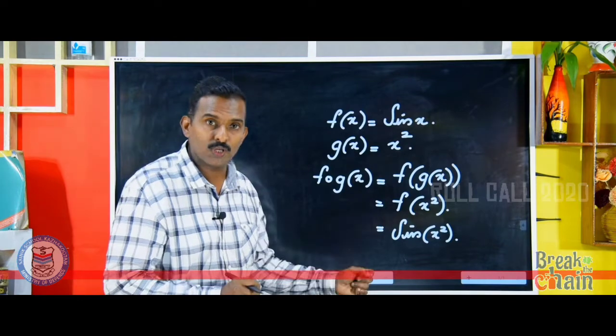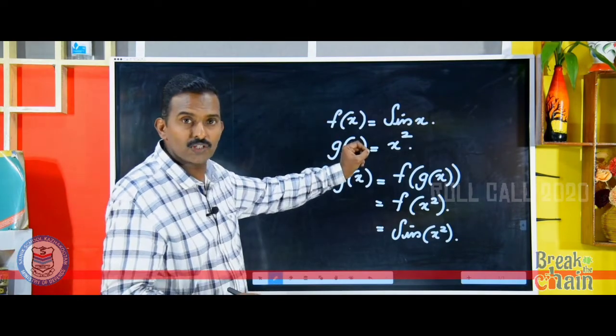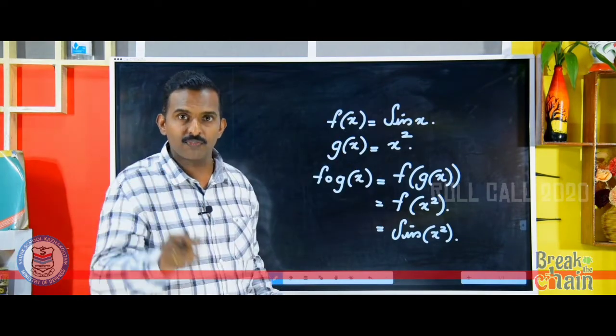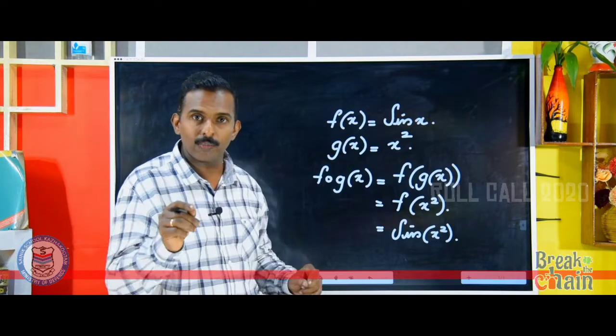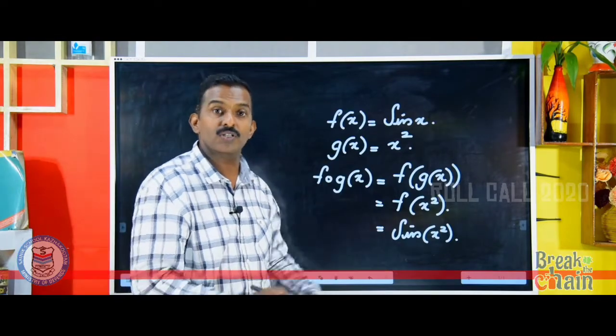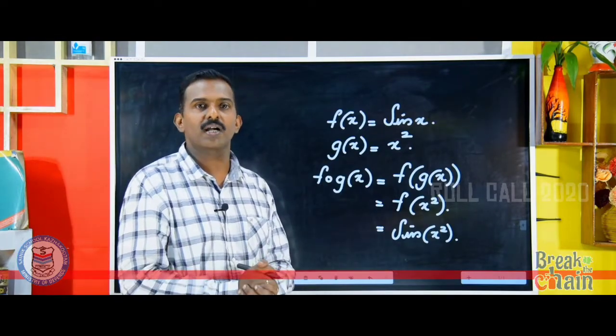Therefore it is a composite function of two continuous functions, sine function, a trigonometric function, and x square, a polynomial, and therefore the composite function sin of x square is also a continuous function.